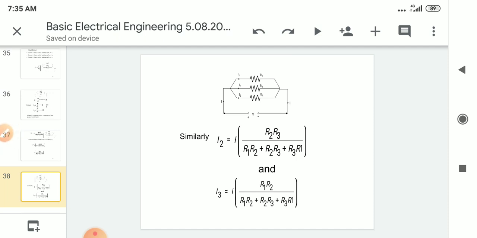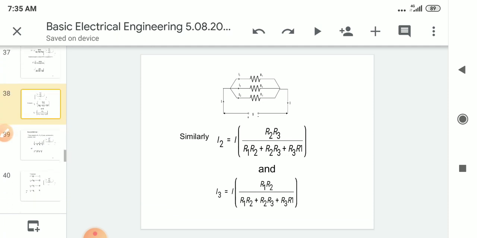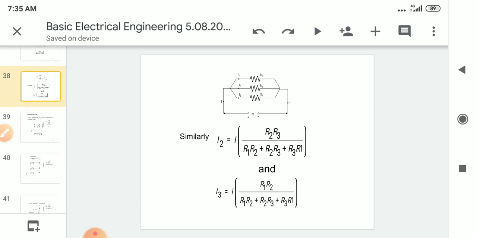Next, I2. I2 is equal to total current I into its opposite resistance R2 R3 by R1 R2 plus R2 R3 plus R3 R1. I3 is equal to I into R1 R2 by R1 R2 plus R2 R3 plus R3 R1.